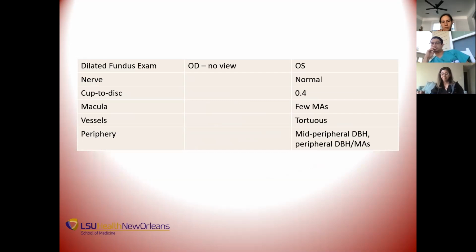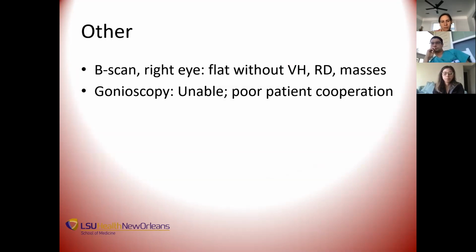We did dilate him. Right eye, there was really no view. Left eye had a cup to disc of 0.4, some MAs, tortuous vessels, some dot blots in the mid-periphery with peripheral findings as well. We did a B scan of the right eye because we couldn't get a view. And it was flat without vitreous hemorrhage, without detachment, no masses that we saw. Gonioscopy, we couldn't get on this patient. He wasn't really cooperative at the time. He was altered, really swatted us away.